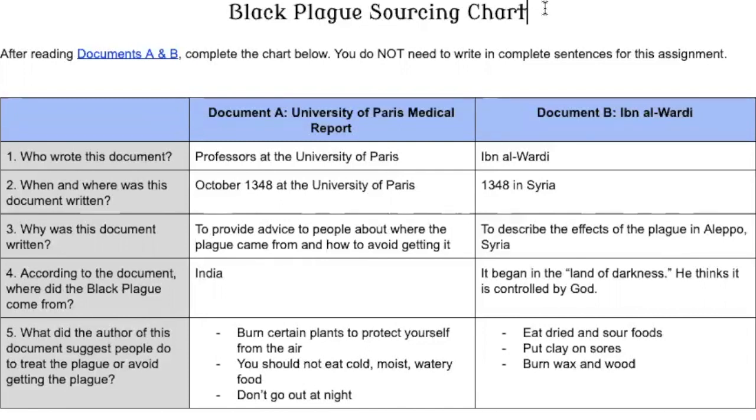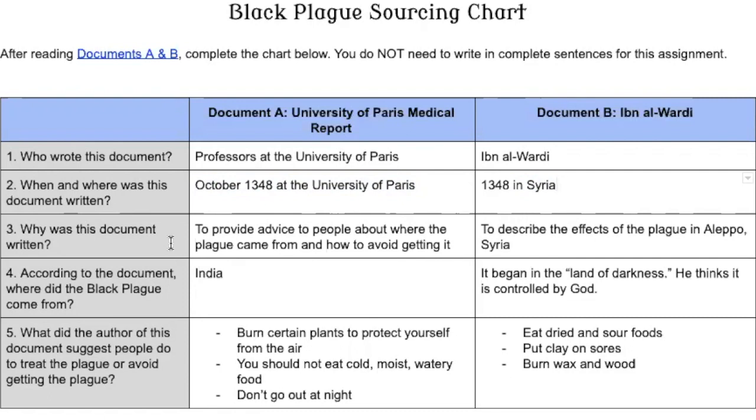Document A and document B were both written in 1348. One was written at the University of Paris, and the other one was likely written in Syria, but that is an inference, and we don't really know for sure based on what the information we have been given says. Why was this document written? For document A, probably to provide advice about where the plague came from and how to avoid getting it. Document B described the effects of the plague in the city of Aleppo, which is in Syria.